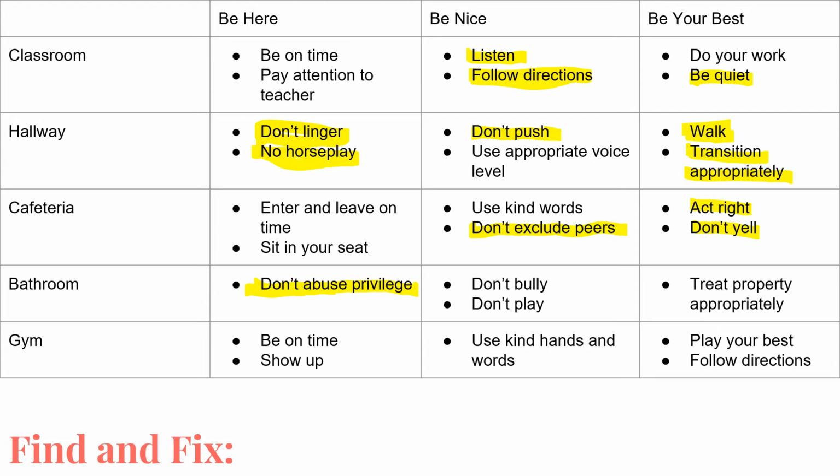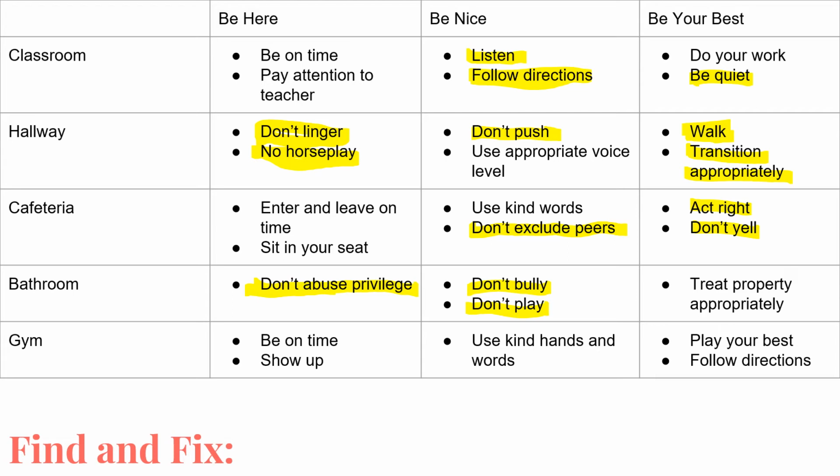Being nice in the bathroom: don't bully, don't play. So first off, don't play really doesn't fit under being nice. It's not very relevant. I think it would be best suited under be your best. So we're going to save that for just a minute. Let's look at don't bully. Got some non-positive language. How about we try and say treat others how you want to be treated.